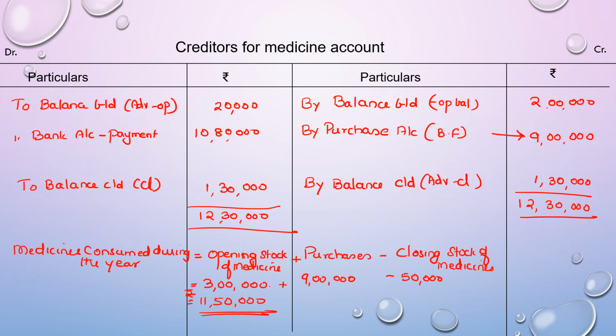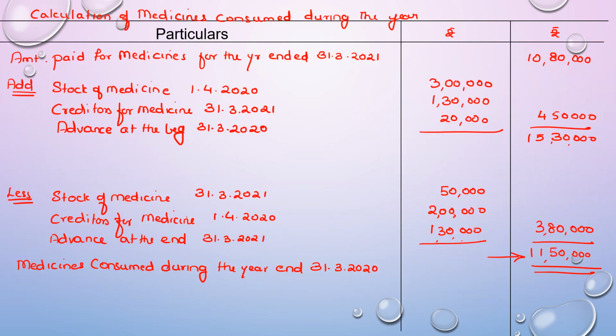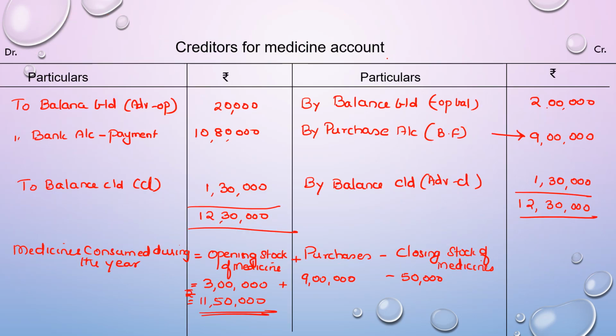So I hope with this very important concept, please do understand it. You can use it for finding out the medicine consumed, sports material consumed, or you can have the stationery consumed. For all this, you can use the particular method whichever is suitable for you. If you are comfortable with the calculation of medicine consumed using the statement method, you can use that. Else, if you are very comfortable with preparing accounts, you can prepare and find out the medicine consumed or the material consumed using this particular method.